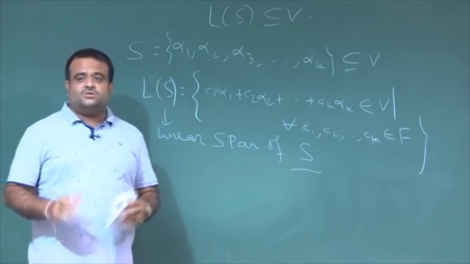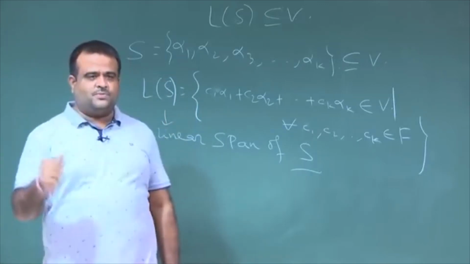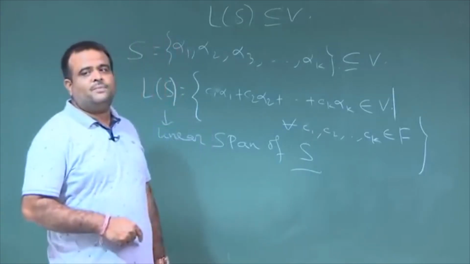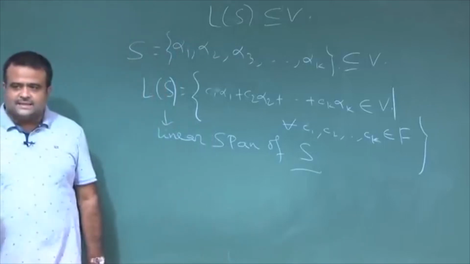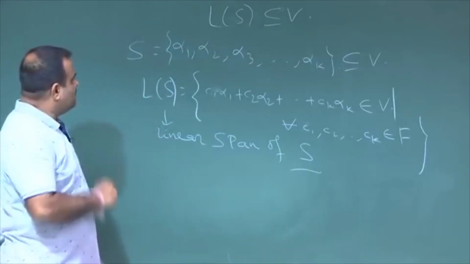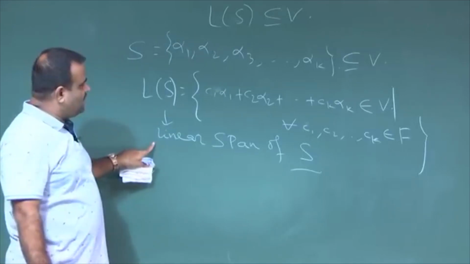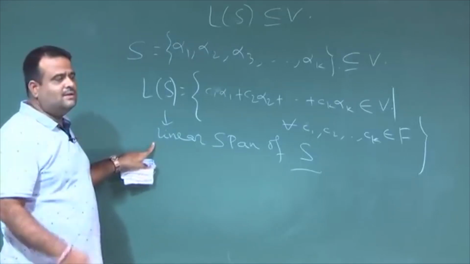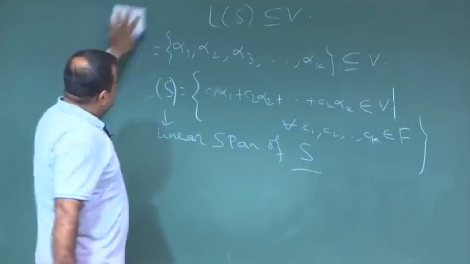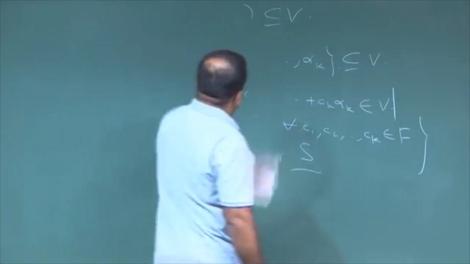Now, the question is whether this will again form a vector space or not. So, the question is whether L of S is a subspace or not. Yes, L of S is a subspace. So, that we have to prove. We have to show this linear span of S for any S is a subspace. So, let us just try to prove that.